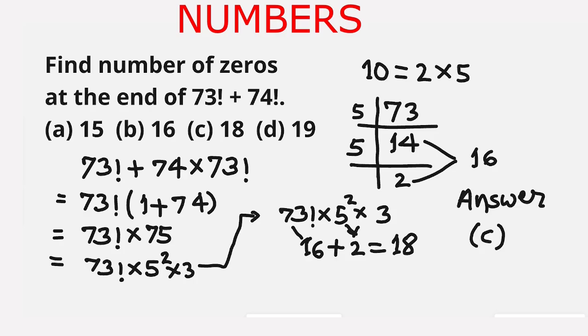And from the given options, our answer is option C, 18. That is, the number of zeros at the end of 73 factorial plus 74 factorial is 18. I hope you have understood the method of solving such type of question and the solution of this question. We go to the next question.